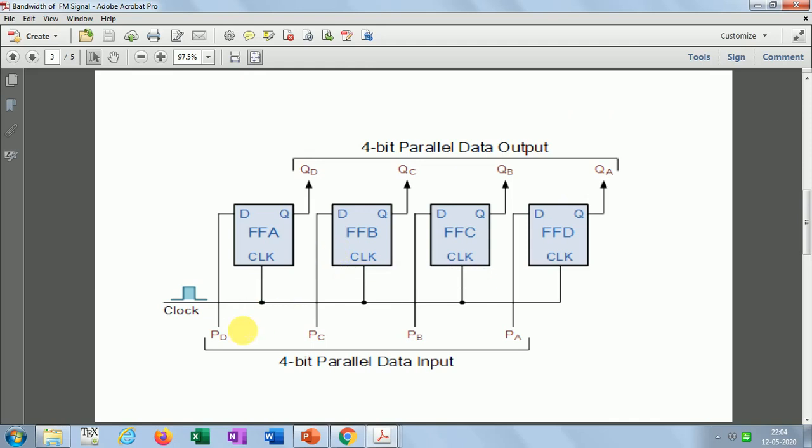So in broader definition, a register consists of a group of flip-flops and gates that affect their transition, right? The flip-flops hold the binary information, and the gates determine how the information is transferred into the register.